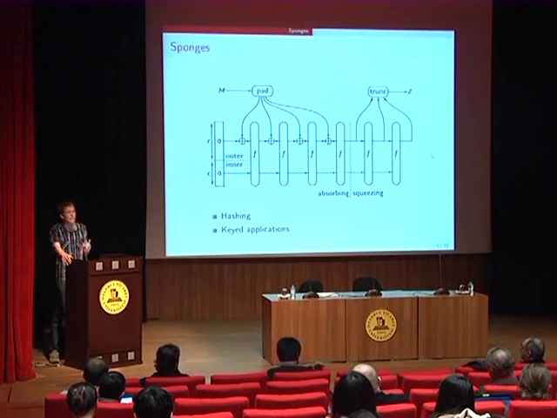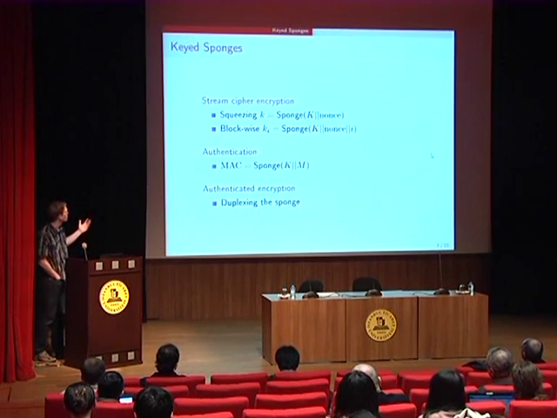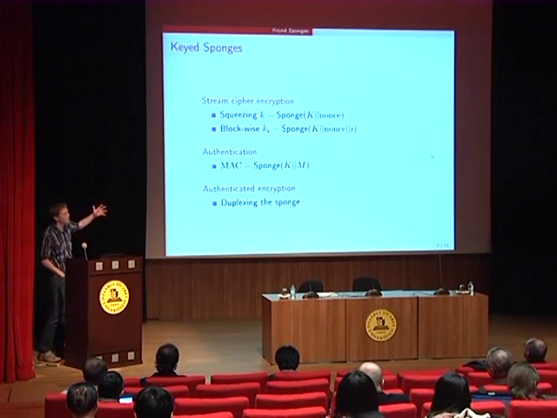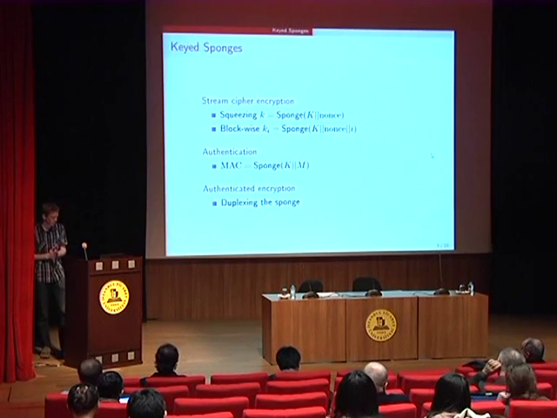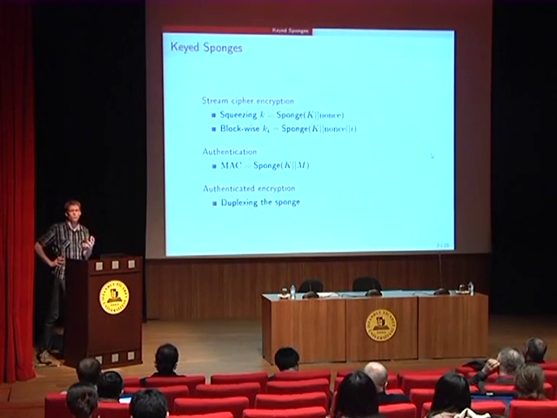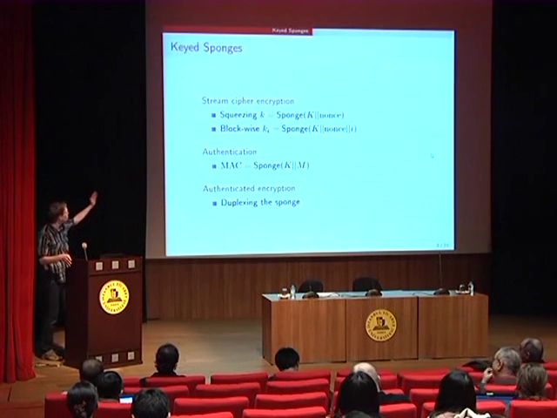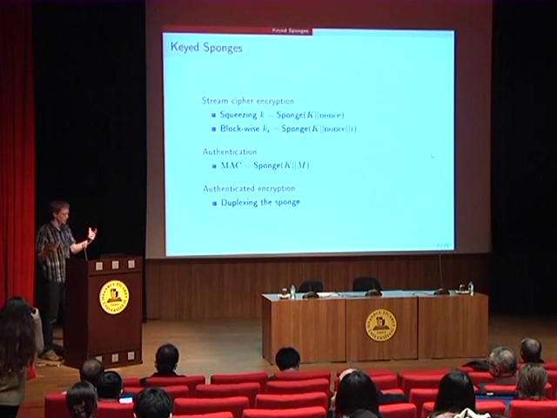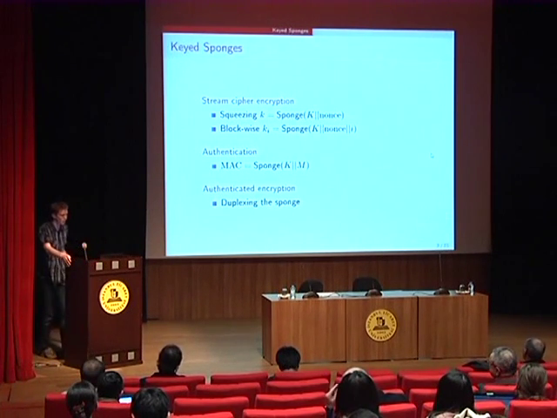But there are also keyed applications of the sponge. One can, for instance, think of stream cipher encryption, where one sponges the key and the nonce to get some key stream, and this key stream can then be XORed with some message. One can also do some kind of blockwise streaming, where you sponge the key, the nonce, and some counter to get a counter key stream ki, which is then XORed with a message block.